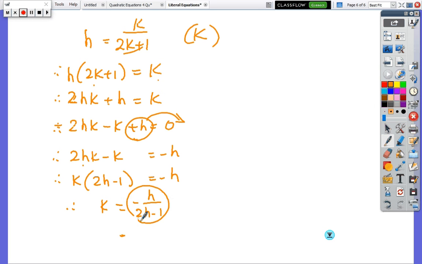Or if we want to make it a plus, we could change the sign so it would be positive h, and then just reverse the order. So that would also be right. That answer's right, and that answer's right if you don't like negatives. So that's one of the harder ones. I'm just looking at the worksheet. I'll just do one more. Just picking one out at random.